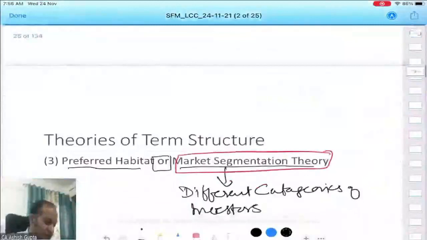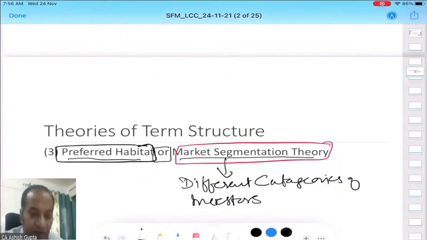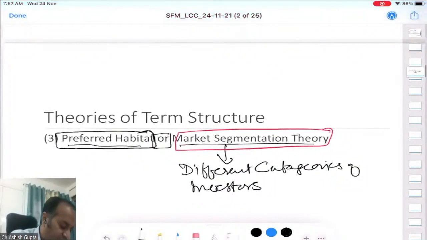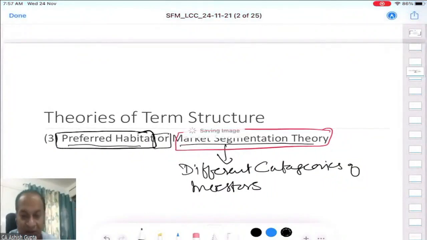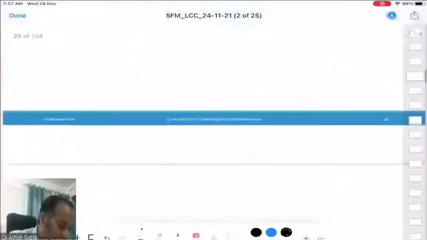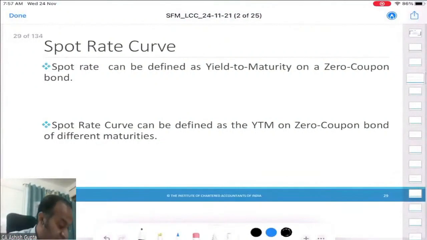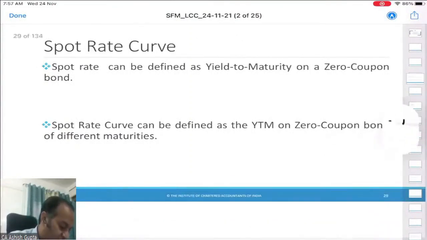So of course these theories are used combinedly, but there is a difference. Preferred habitat means to come out from their habit, they have to be offered some money. Theoretically you will find these theories combined, but there is a little difference. So students, I hope the theories of the term structure are now clear to you. Now I am coming to the spot rate curve. Just read the slide carefully, then I will make you understand.